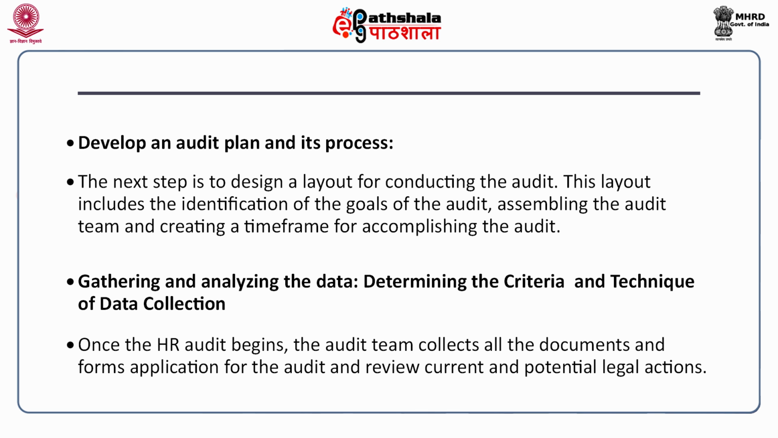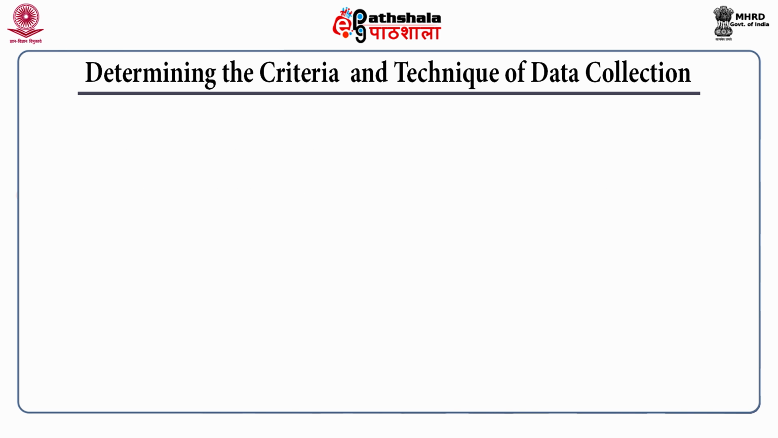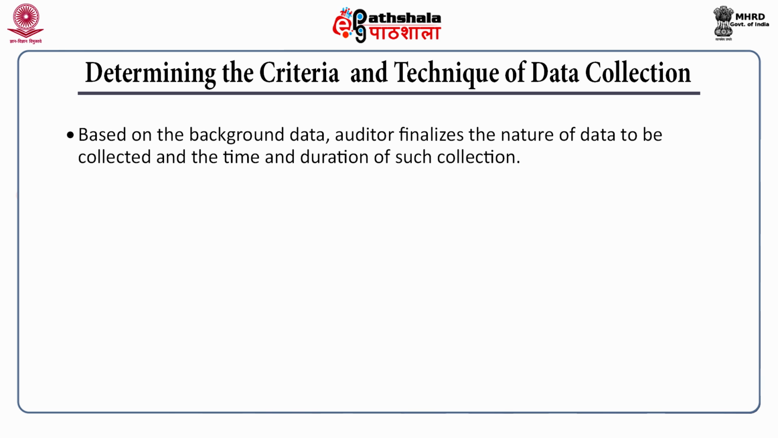Once the HR audit begins, the audit team collects all the documents and the forms application for the audit and reviews current and potential legal actions. Determining the criteria and technique of data collection. Based on the background data, the auditor finalizes the nature of the data to be collected and the time and duration of such collection.